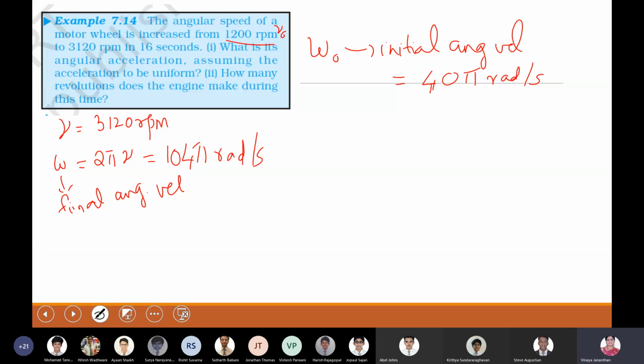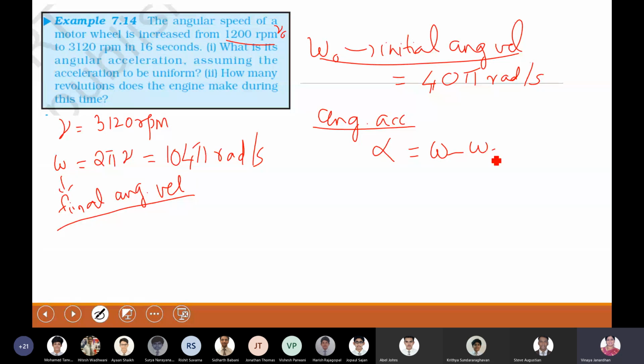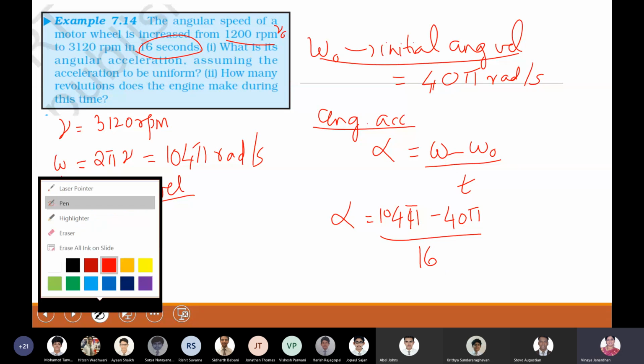Fine. Now I have to go for angular acceleration. Generally, acceleration is final velocity minus initial velocity by time. This is angular acceleration, so alpha is equal to final angular velocity minus initial angular velocity by time. Your time is 16 seconds. So alpha becomes equal to 104 pi minus 40 pi divided by 16. Can you find the value?